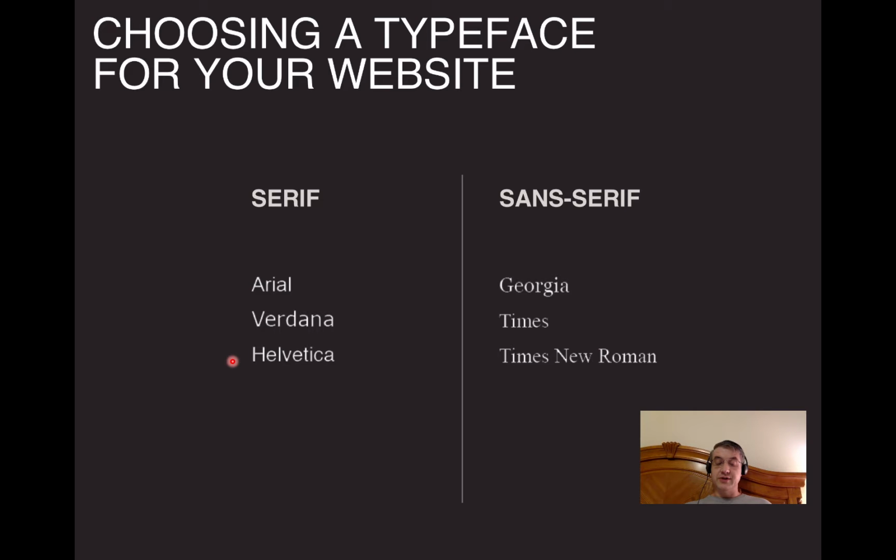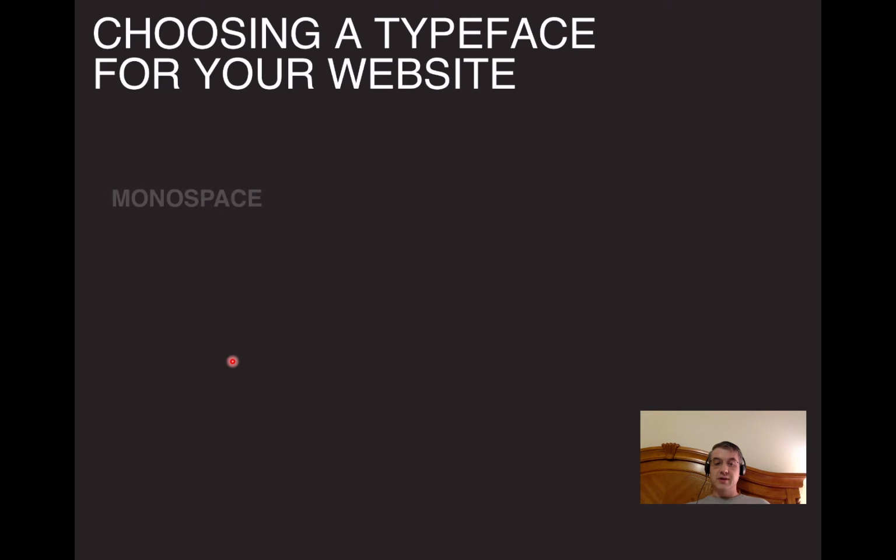And you'll see when we get to this definition in a second, a lot of times you have to list several in a row in order of preference. If they don't have Georgia, go ahead and use Times New Roman, for example. So they're going to have those serifs, those sans serifs.